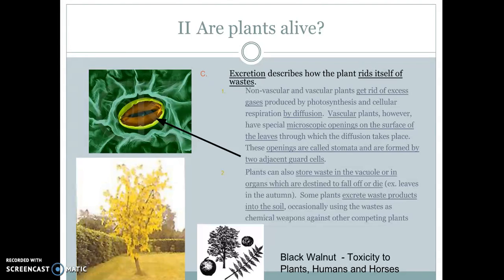And stomata actually form by two adjacent guard cells kind of coming together. So you can think of it kind of like what your mouth looks like. It opens and closes. It's got a top lip and a bottom lip. Stuff goes in, stuff goes out.